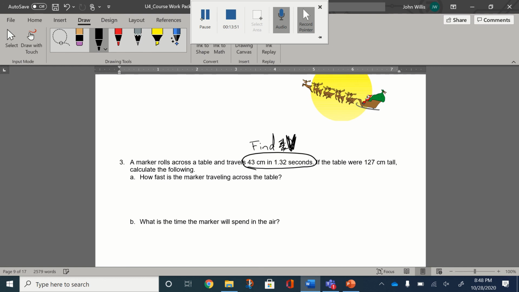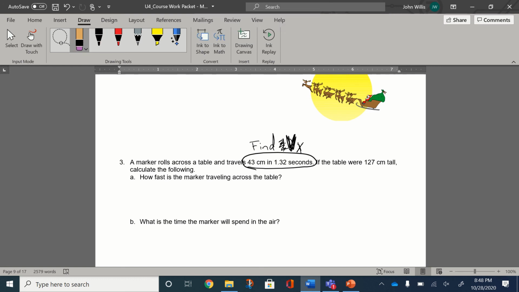It's a really ugly VX. To find your horizontal velocity as this ball travels across the table, I'll clean that up, it's just going to bug me. Once you find that horizontal velocity, don't use 43 centimeters or 1.32 seconds yet, right? So you're going to use it down here to find VX in letter A.